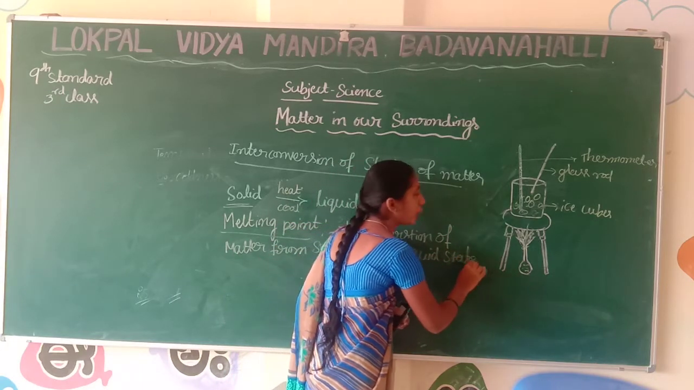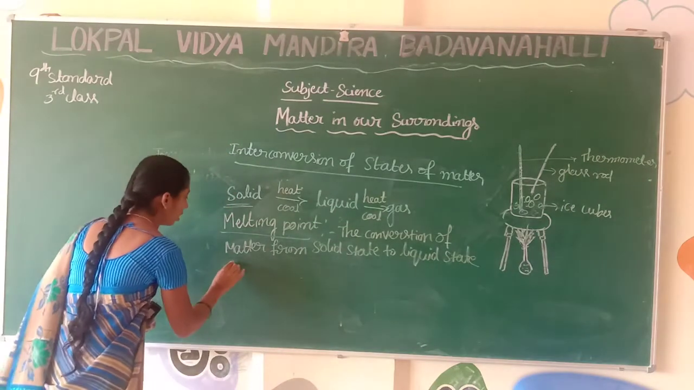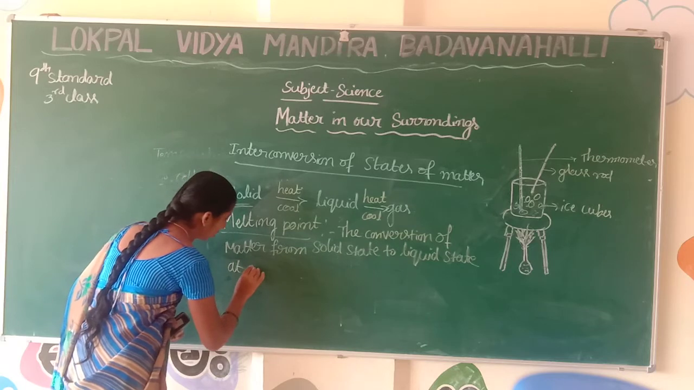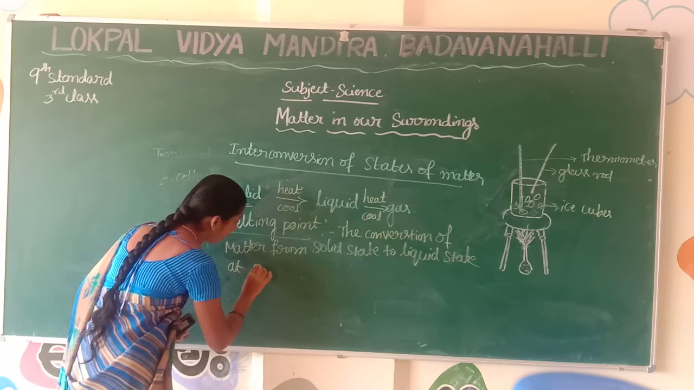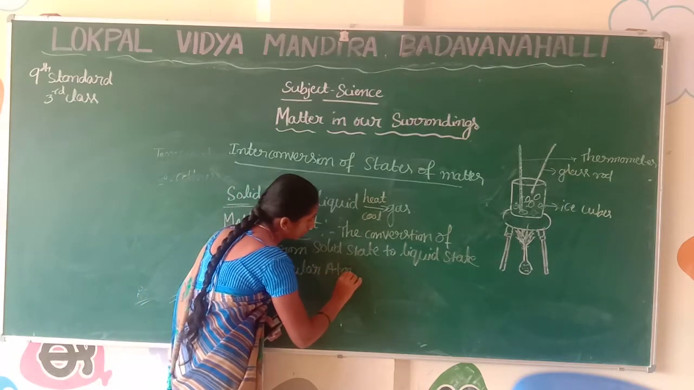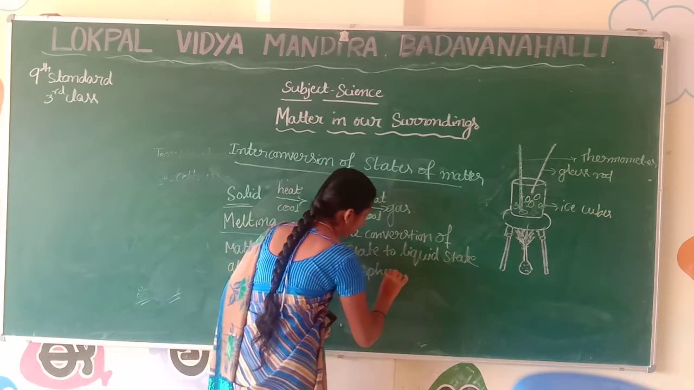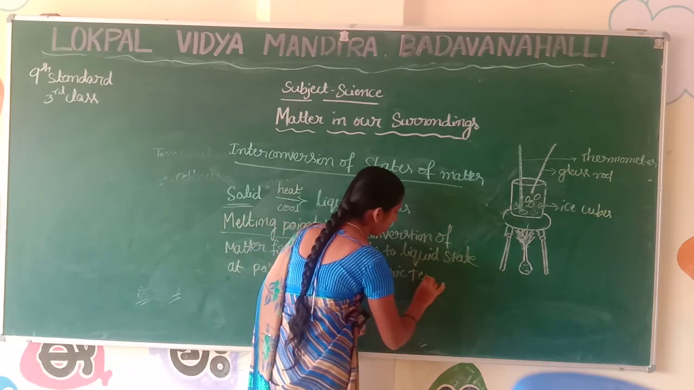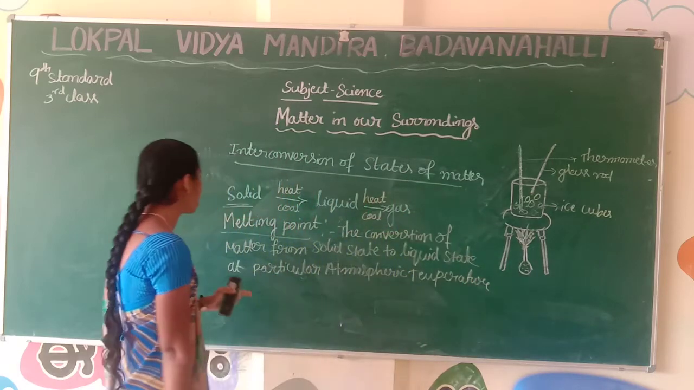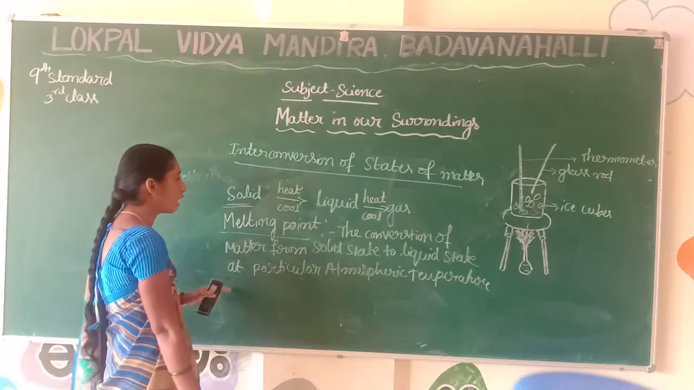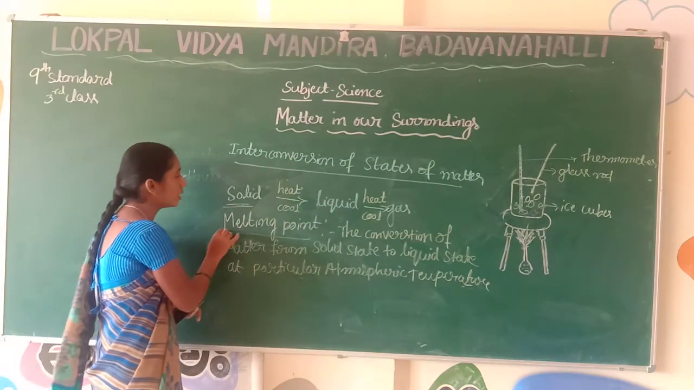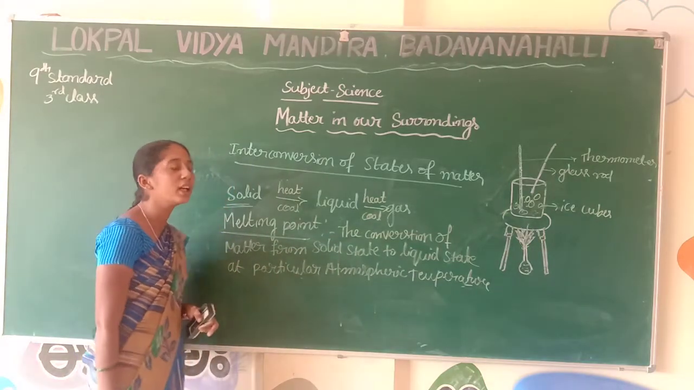state at a particular temperature. At a particular atmospheric temperature. The conversion of matter from solid state to liquid state at a particular atmospheric temperature, this process we call the melting point.